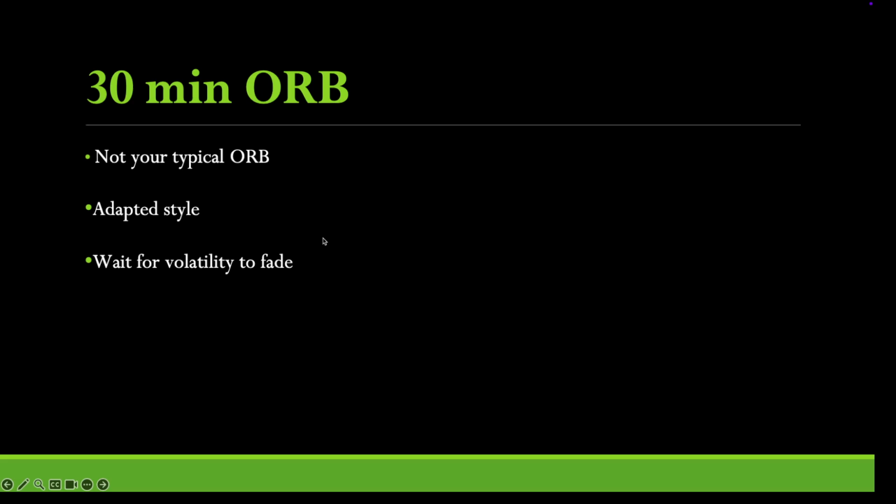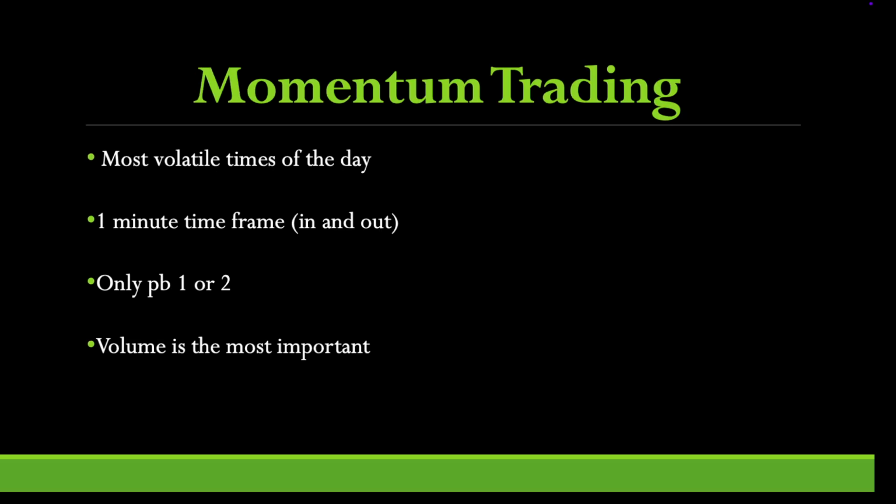So now you got the 30-minute ORB. This is not your typical ORB by any range, but this is essentially the adapted style. A lot of people do use this. Less volatile, yet is very good to use. I will give examples of how to use this and why it's less volatile.